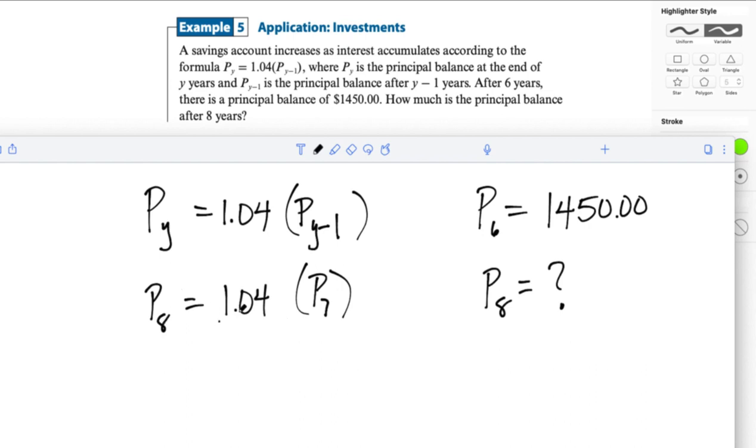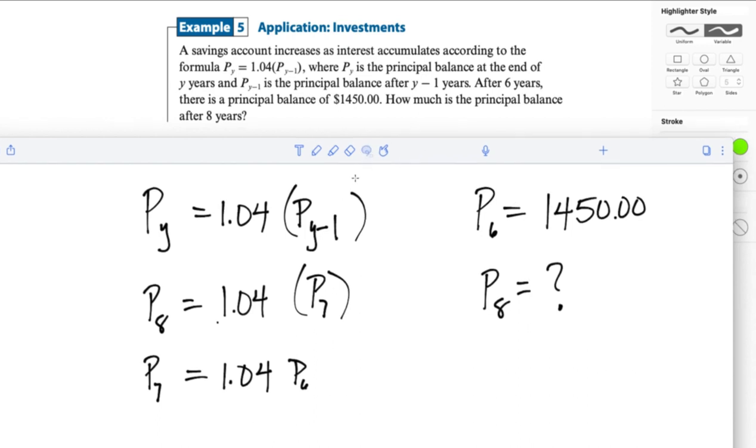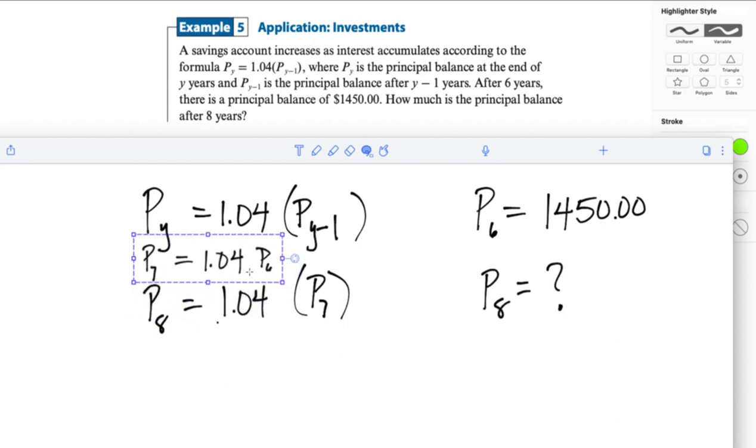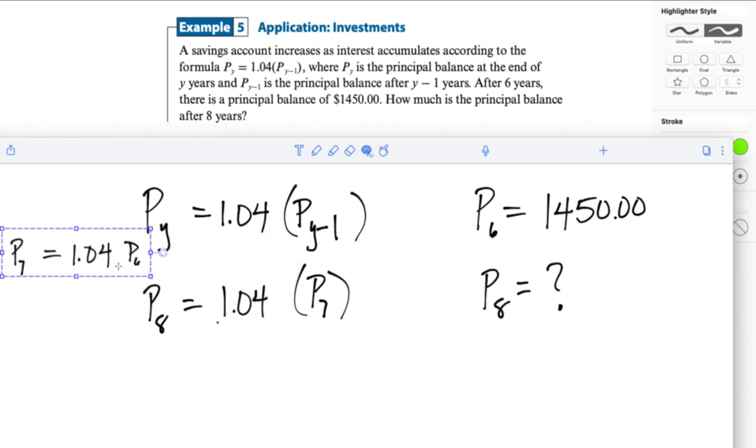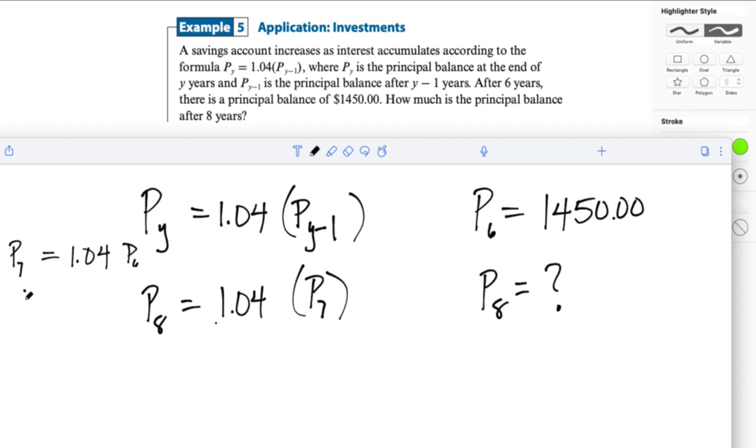So P sub 8 is equal to 1.04 times P sub 7, but we don't have P sub 7, rather, we have P sub 6. And we can find P sub 7. We can find it by multiplying P sub 6, the thing that happened the year before, by 1.04. So what we're going to do is first find P sub 7. We'll find that, and then we'll use that information to plug it into this, and then we'll find P sub 8. Easy peasy, lemon squeezy.